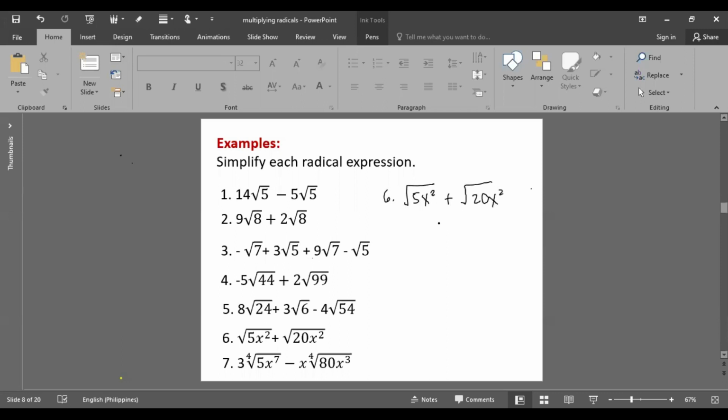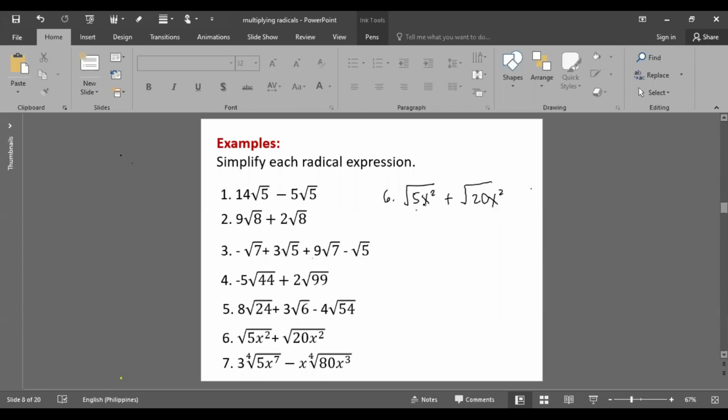They are dissimilar radicals since they have different radicands. Let's try to simplify first each term para ma-check natin kung pwede ba silang makombine. Okay? So let's have the first term, the square root of 5x squared. So how are we going to simplify this? Meron bang factor si 5 na may square root? Wala. How about x squared?